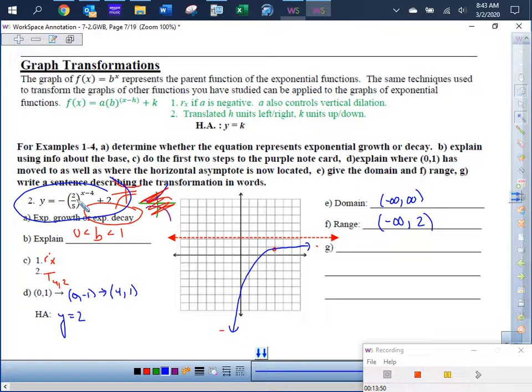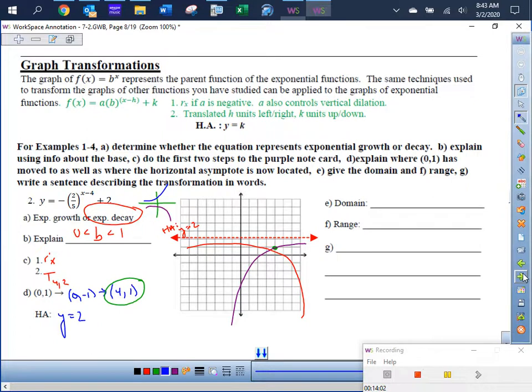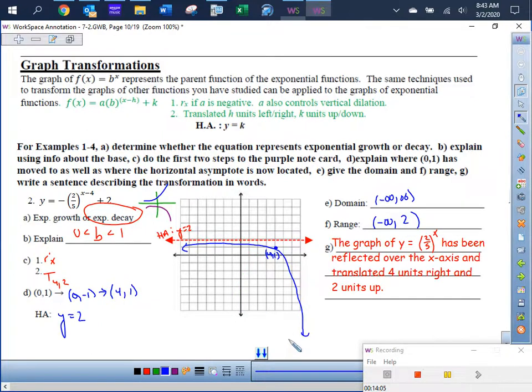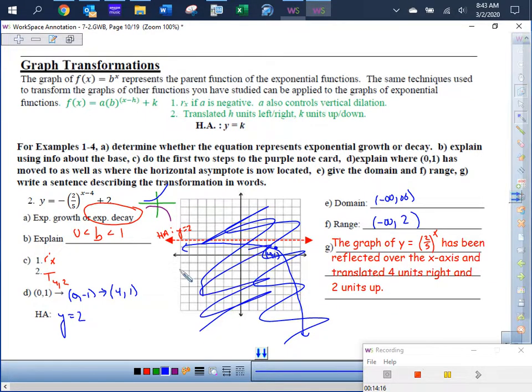The graph of y equals 2/5 to the x has been, so when I go to the next slide, it's going to have the wrong picture again. So sorry about that, but it does have the right sentence. The graph of y equals 2/5 to the x has been reflected over the x-axis and translated 4 units right and 2 units up. So pay no attention to that because I made another mistake. But this is the right sentence.